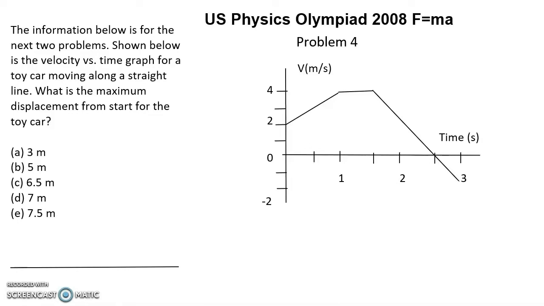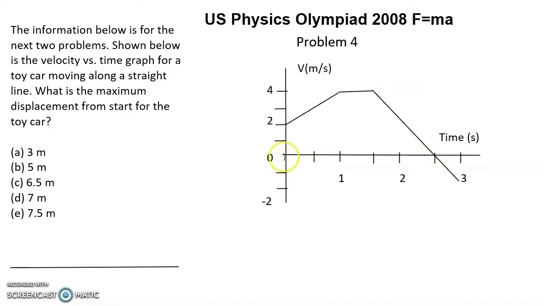As we can see, when we have a graph of velocity versus time, we can find the total displacement by calculating the area under the graph. If velocity is positive, area is positive. If velocity is negative, it means that area is negative. So if we want to find where the maximum displacement is, we need to move while velocity is positive. So we will move until 2.5 seconds. And we have to find the area under this graph from 0 to 2.5 seconds.